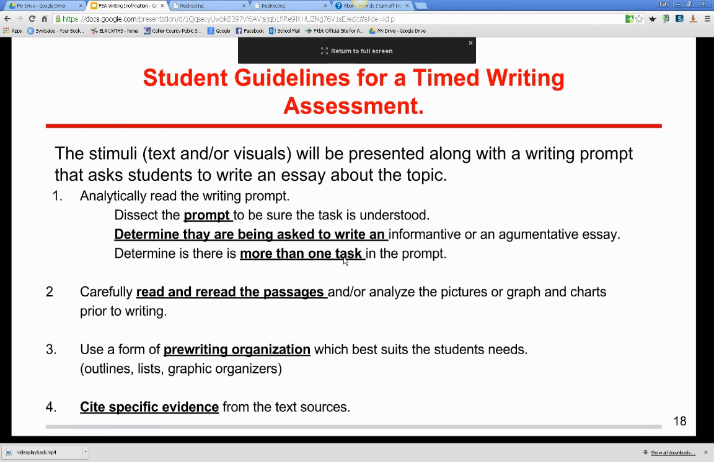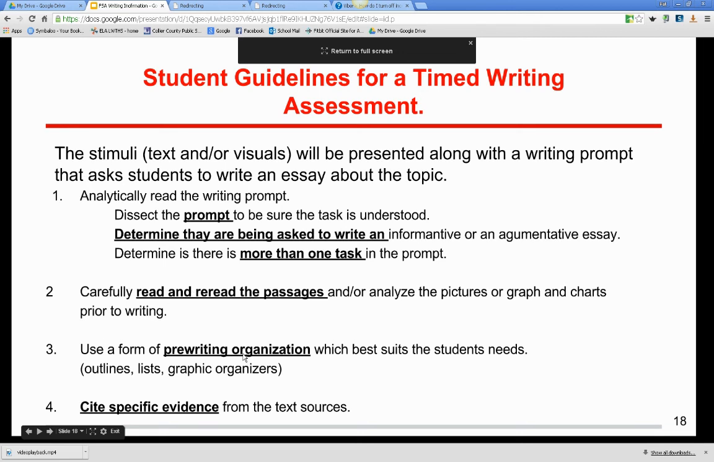What exactly is being asked of them? The second thing they need to do is to read and reread the passages. So you notice they read the prompt first and understand what they're going to be doing. That gives them a purpose for reading. Then they reread if they don't understand everything the first time.